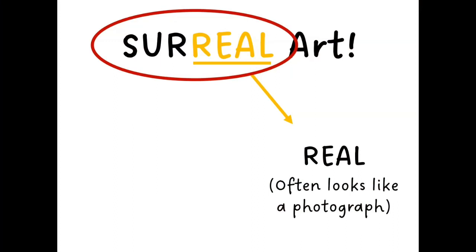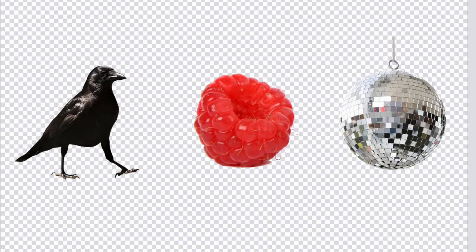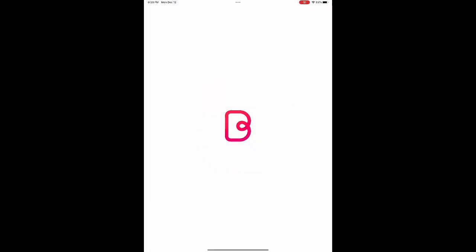And what's fun about it is even if it looks real, the sur part of that, that is Latin for beyond real. And that just means that it's kind of cool, it's sort of strange, not strange bad, but strange good. And what Rene Magritte would say is, think of objects that you know that are real, but this time think of them like, could a disco ball be a planet? Could a raspberry be a hat? And where could a crow be where it doesn't make sense or it's different?